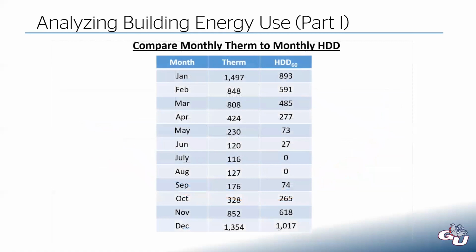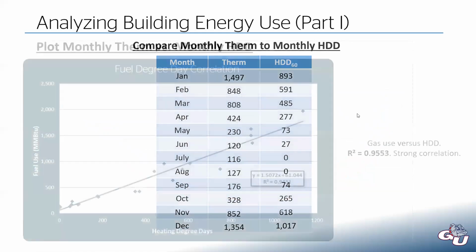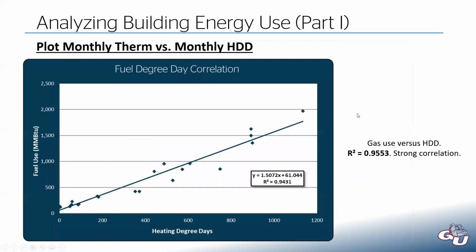Take a similar approach. You plot your gas use against your heating degree days using the same 60-degree balance point. You plot those against each other, and you can see that as we increase our heating degree days, we see an increase in fuel use. That makes sense. That's what's expected.